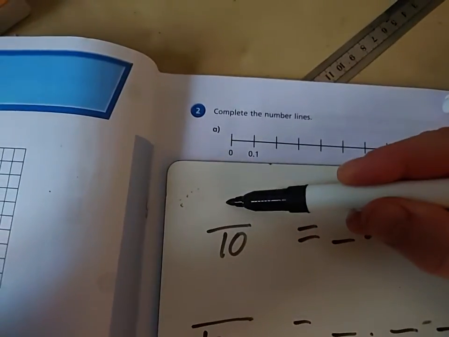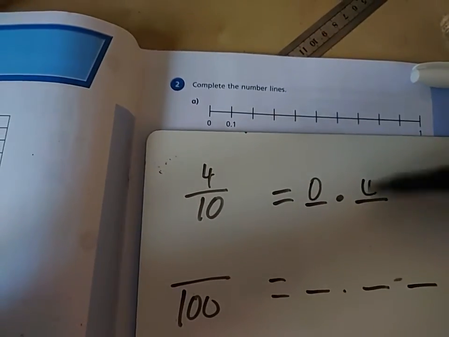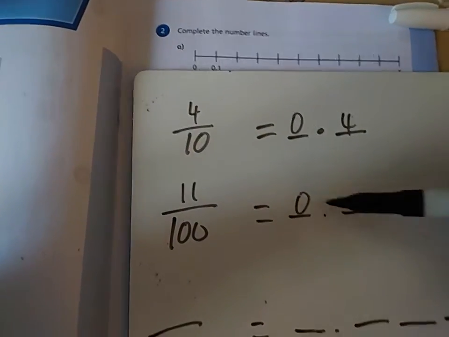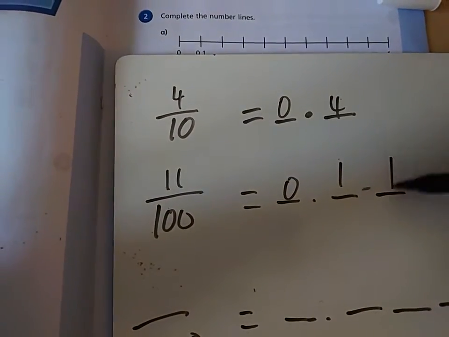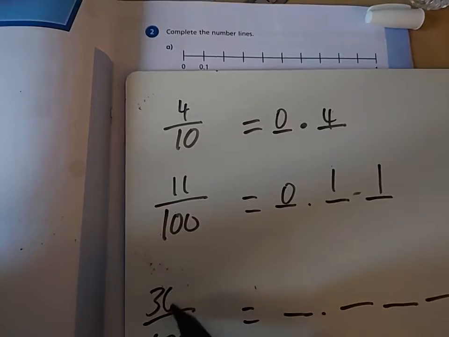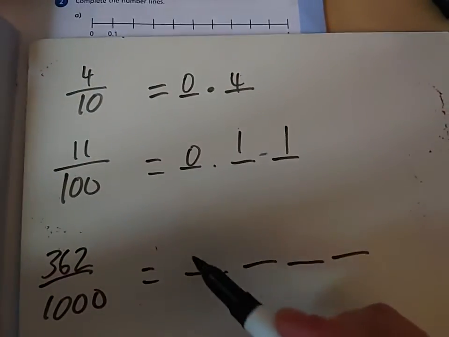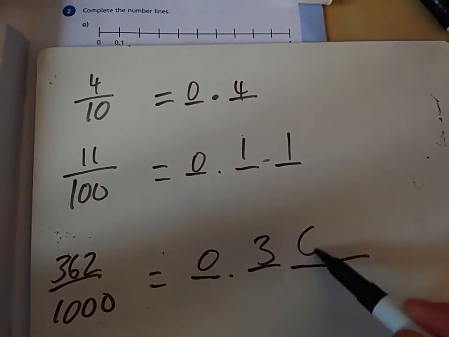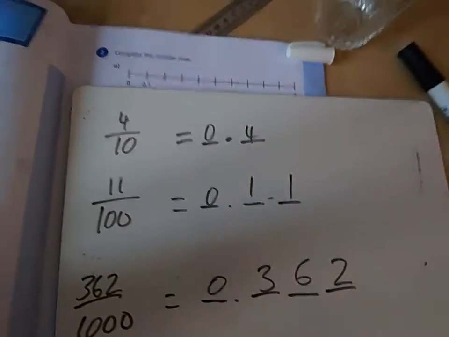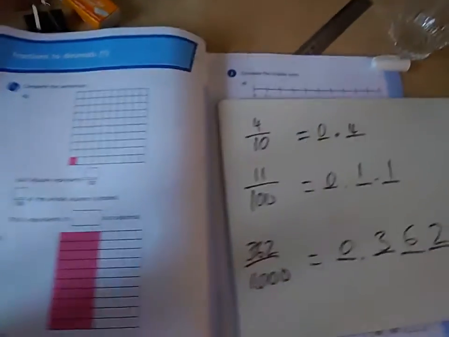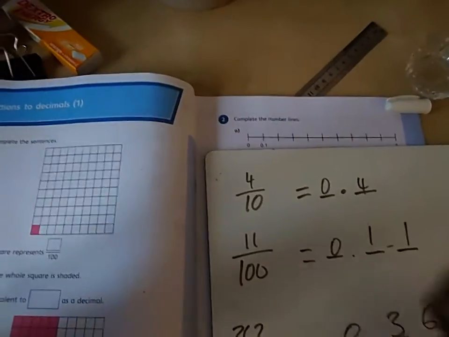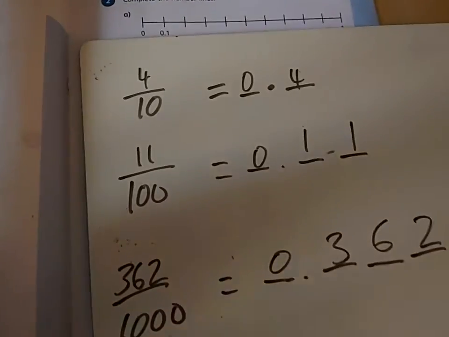So with that in mind, 4/10 is going to be 0.4. 11/100 is going to be 0.11. And 362 1,000ths is going to be 0.362.